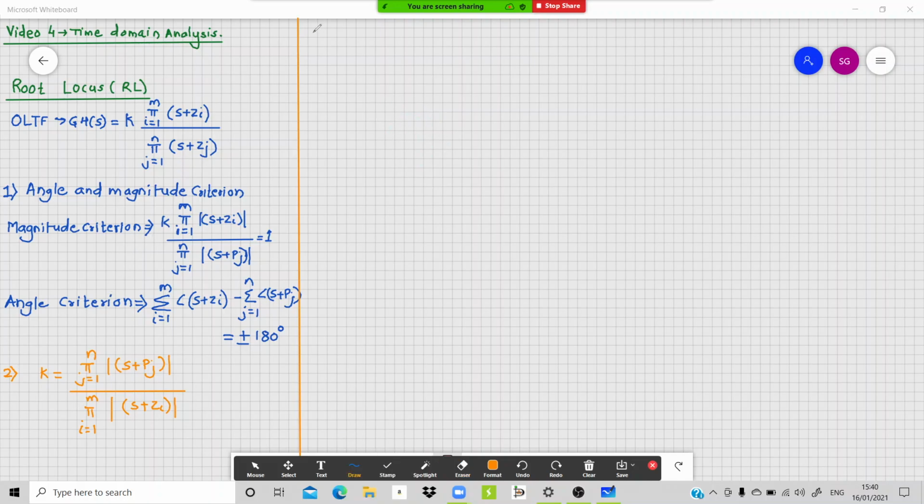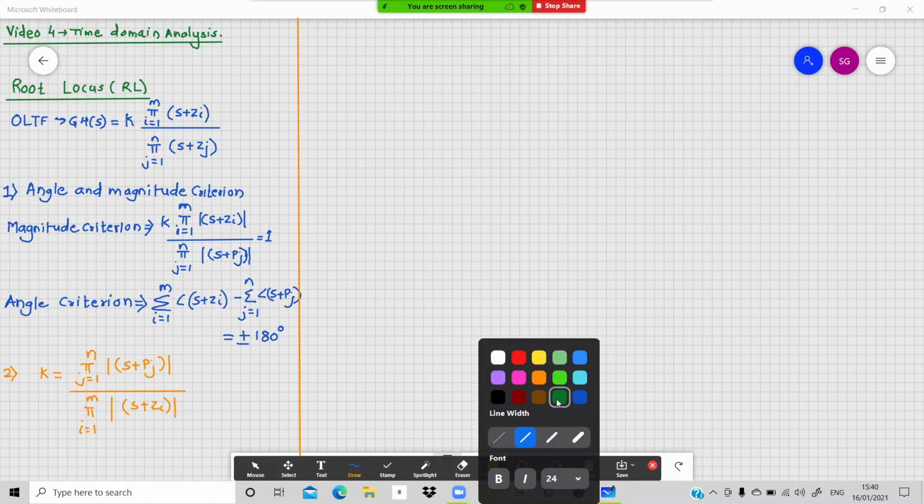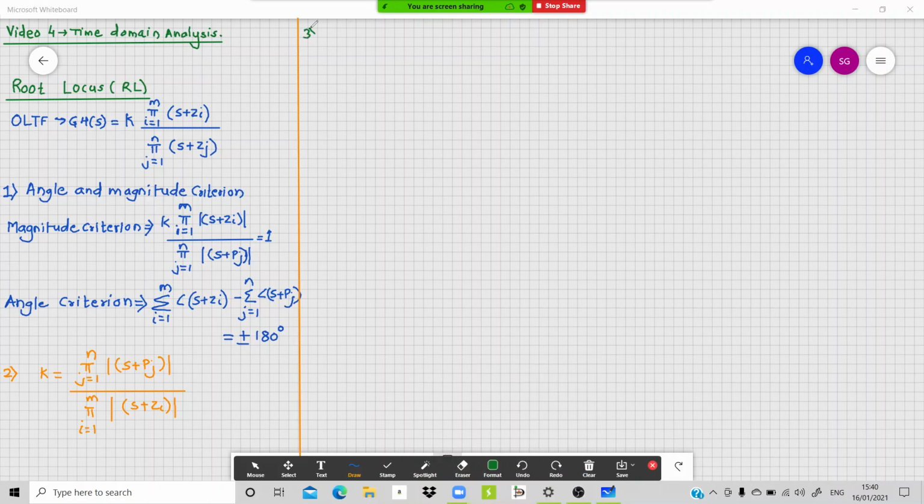Right? Then the next thing is the third one, that is keep in your mind, root locus starts on OLTF poles and it ends on OLTF zeros. Derivation of this thing is in your notes. If there is a query, please see that thing. Very simple derivation. Okay.